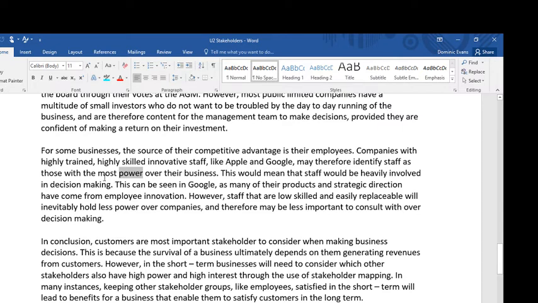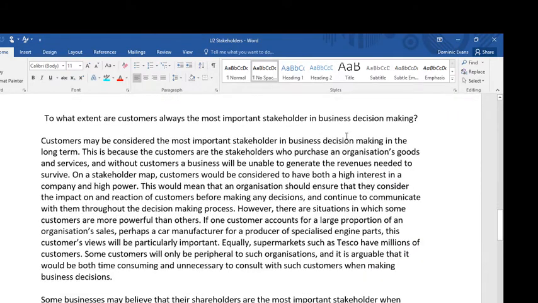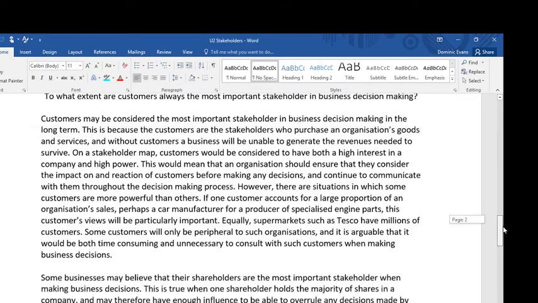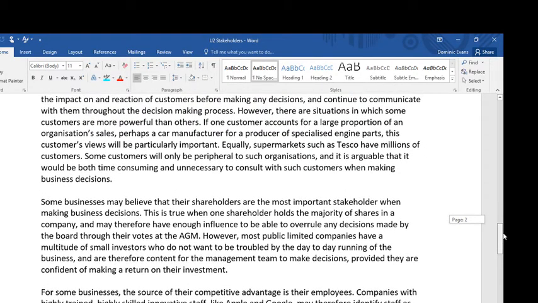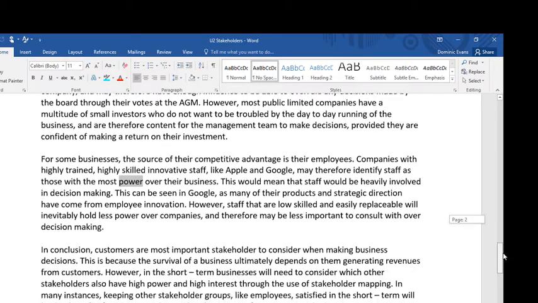This would mean that staff would be heavily involved in decision making, really focusing on the question. This can be seen in Google, as many of their products and strategic direction come from employee innovation. All right, so I need some balance now. However, staff that are low skilled and easily replaceable will inevitably hold less power over companies, and therefore may be less important to consult with over decision making. So hopefully you can see that I've focused the essay on decision making, and for each of these stakeholders I've talked about when they would be powerful and when they might not be powerful. So I've got some balance.